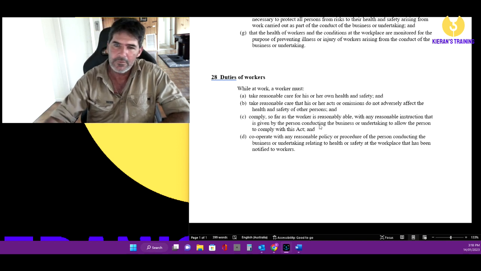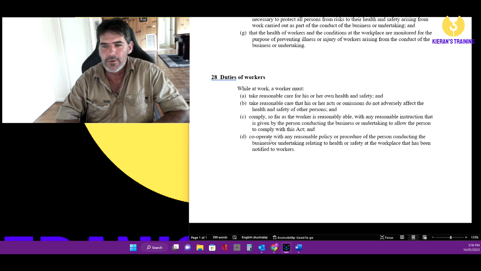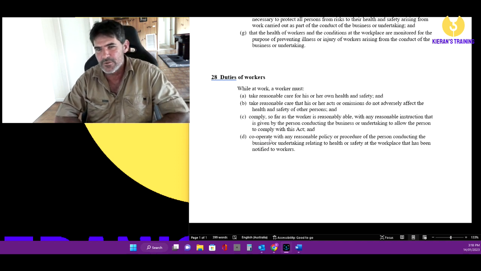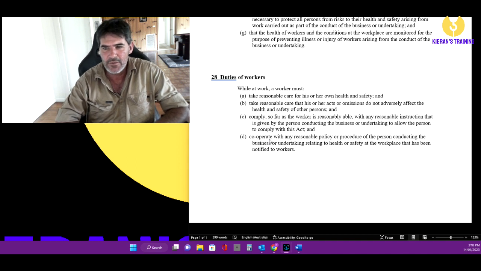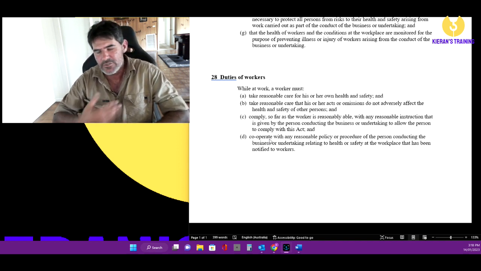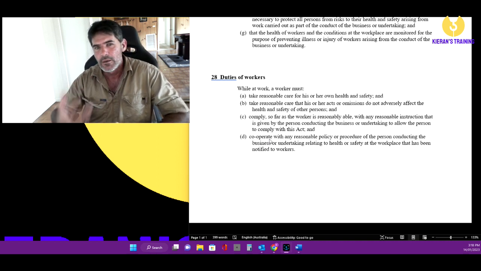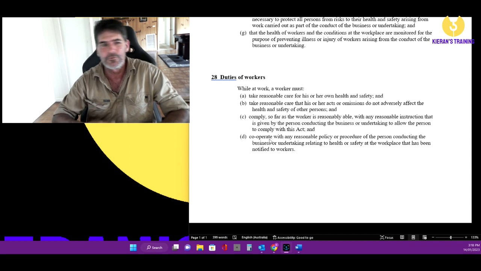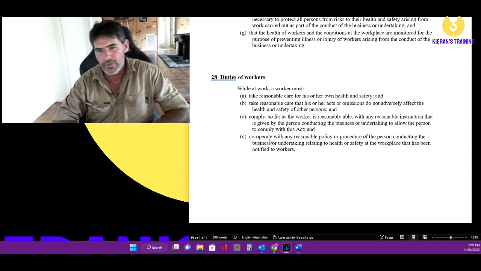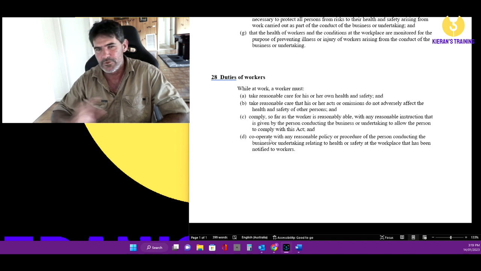Okay, and if we go down to this last one: cooperate with any reasonable policy or procedure of the person conducting the business or undertaking relating to health or safety at the workplace that has been notified to workers. So essentially, if you're given a work instruction, a standard operating procedure, all those sorts of things, make sure you do follow them the way they go. If they say to put certain controls up, make sure you put those controls up.